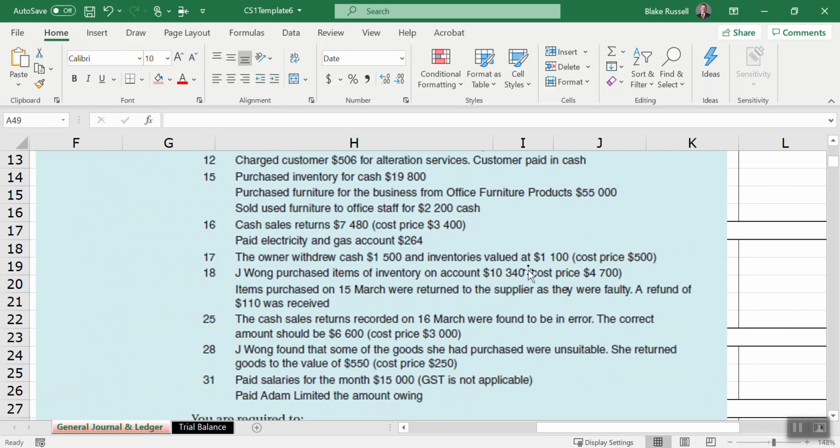Okay, purchased inventory for this. Then we purchased items that were returned on the 15th, so we have to backtrack and look at the 15th and how much they were. We have to do that. Got a few here left.